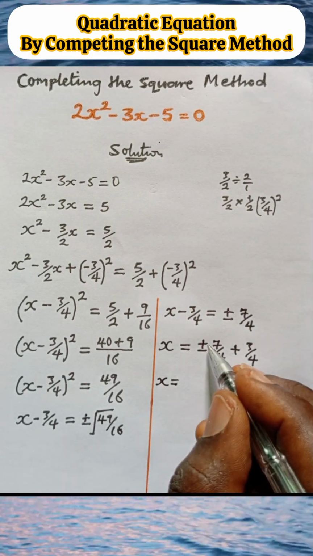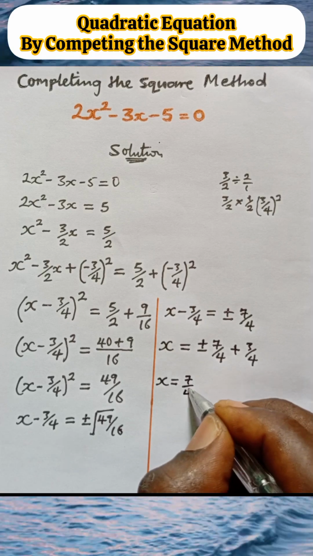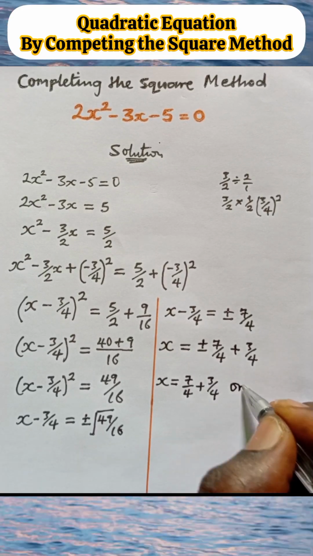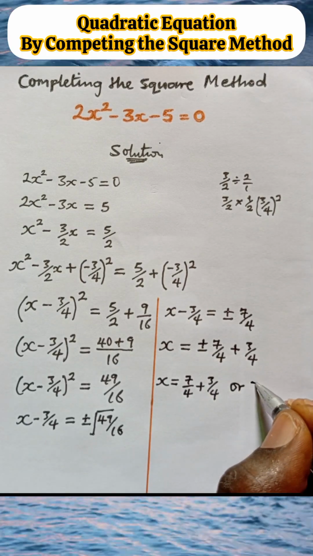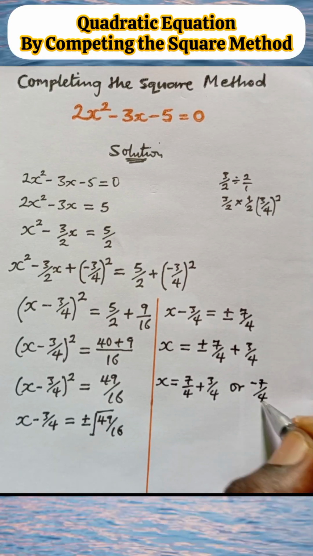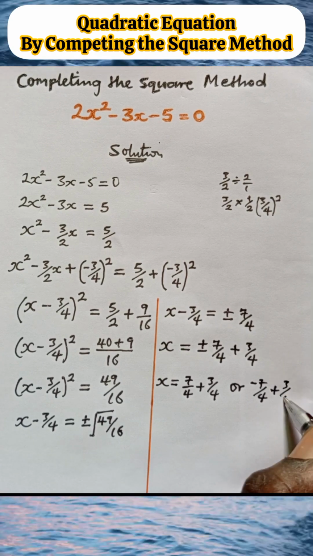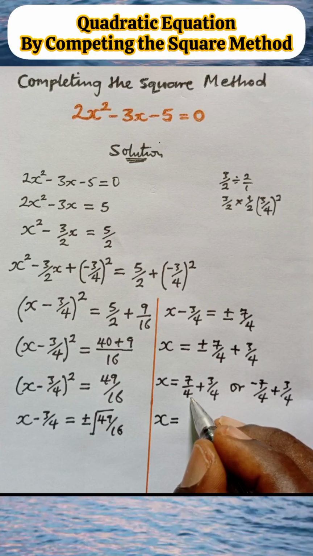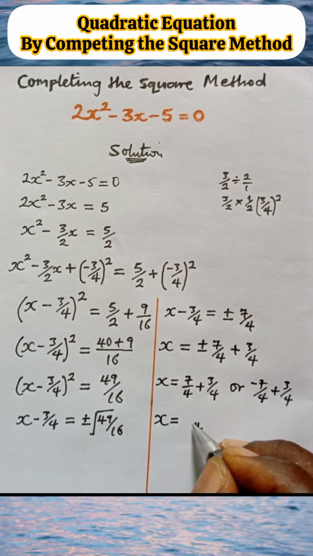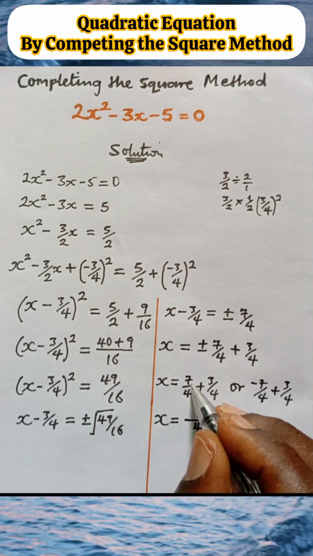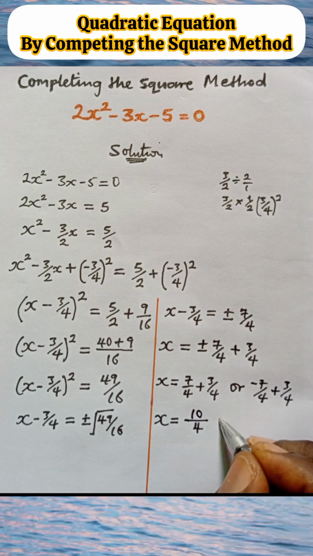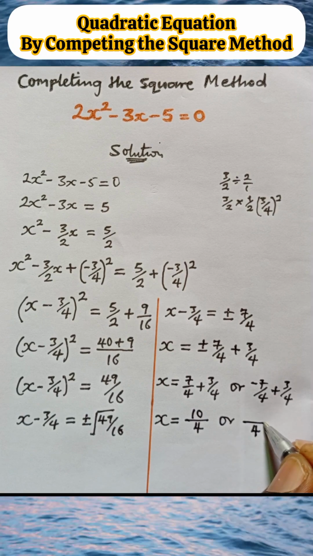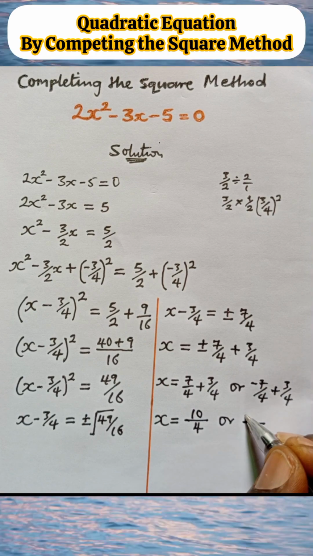Let's first go with the plus sign. So we have 7 over 4 plus 3 over 4. Or we go with the negative sign now. Negative 7 over 4 plus 3 over 4. Here, x is equal to the LCM here is 4. So we have 4 all over. Then we have 7 plus 3. That gives us 10. Or, similarly, the LCM here is 4 all over. Negative 7 plus 3 gives us negative what?